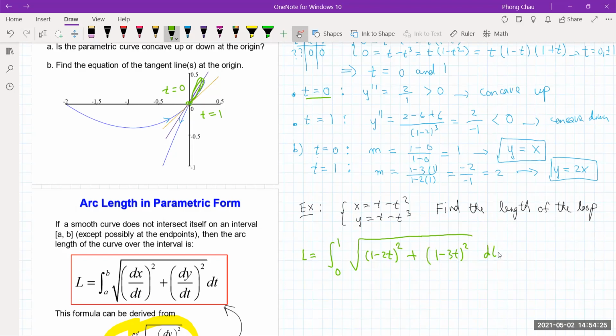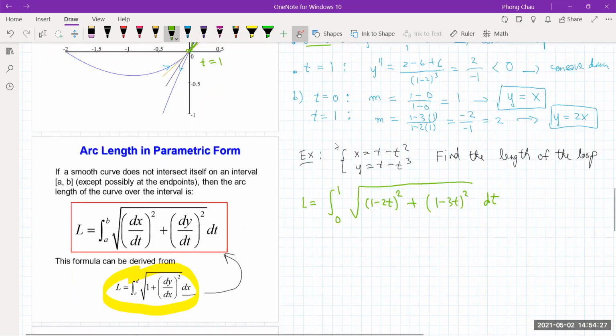dt. Now, technically, the setup is very simple, all right, like that. But to integrate this, it's going to be a different story. Unlike the previous example, I don't think we can do it by hand. So you can use a calculator to approximate this integral. Okay, use calculator. We don't have a formula or any individual technique we learned in previous chapters to tackle this integral. Okay.